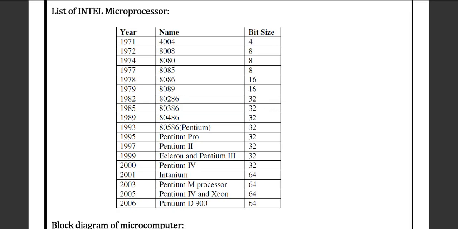The 32-bit was the 80286, and after that the Pentium Pro comes with a 32-bit processor in 1995. Then it goes on and on. But we first got the 64-bit, which is the Itanium, in 2001. This is the short description of microprocessor generations.